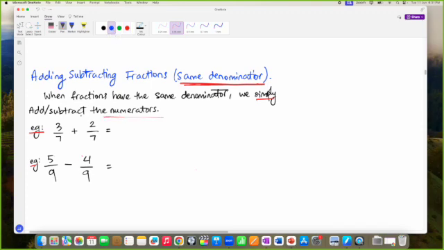That is it. So you can see here that I have the same denominator, 7 and 7. So all I have to do is add the numerators. So 3 plus 2 over the same denominator. Yeah, over the same, so the denominator does not change. You just add the numerators. 3 and 2 is 5 over 7.